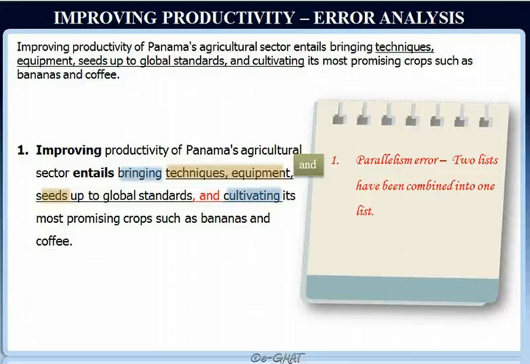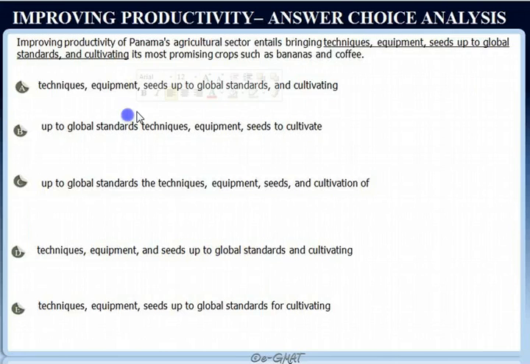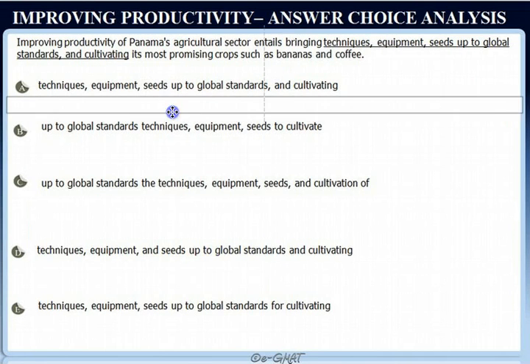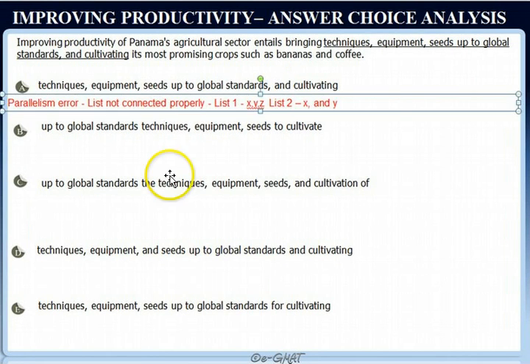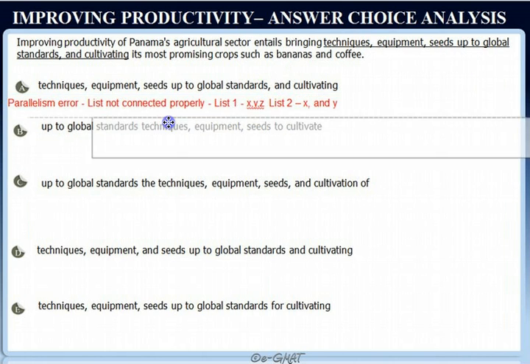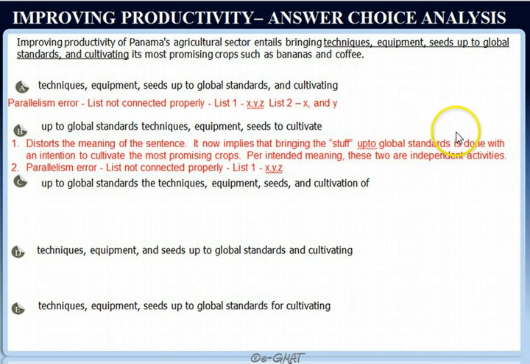So now we'll move over to our answer choice analysis. Again, as we discussed earlier, the sentence has a parallelism error. Now let's look at choice B. Improving productivity entails bringing up to global standards techniques, equipment, seeds to cultivate. Now this sentence actually distorts the meaning of the original sentence. What it now implies is that improving productivity means bringing these things up to global standards in order to cultivate its most promising crops such as banana and coffee. Now that's not correct. That's not the intended meaning.